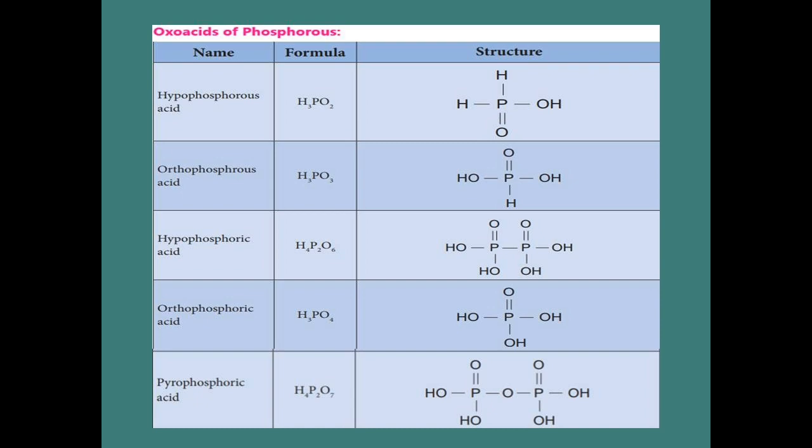The next one, pyrophosphoric acid, H4P2O7. Here, centrally we are going to start with the oxygen, with one bond to the phosphorus and another bond to the other phosphorus, so 2 bonds is okay for oxygen.